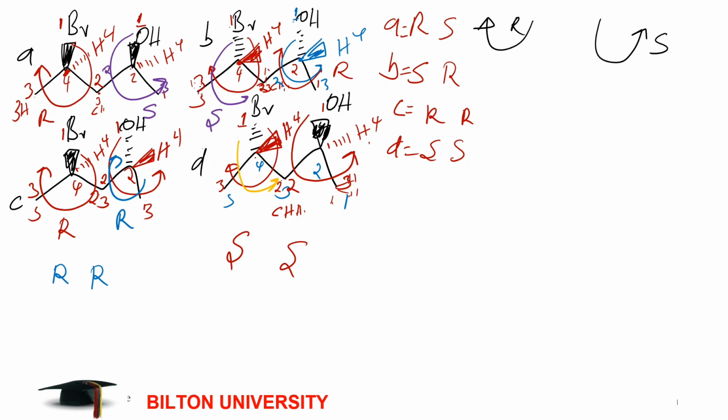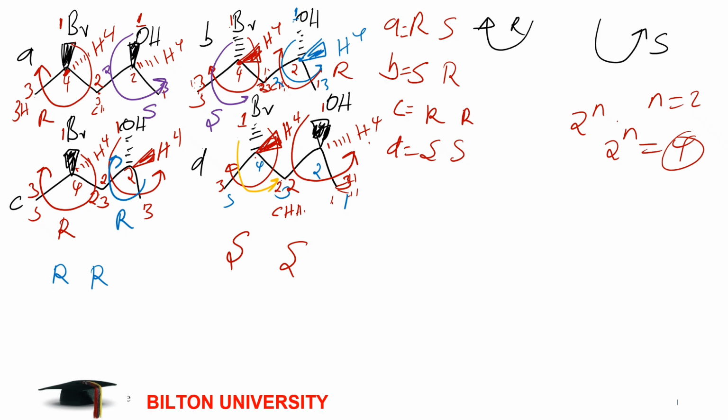In each molecule, either A, B, C, or D, there are 2 chiral centers, right? Remember we said 2 to the power n gives us the maximum number of stereoisomers, and n represents the number of chiral carbons. In each molecule, any molecule we take, n is equal to 2. So 2 to the power n is equal to 4, and therefore the maximum number of stereoisomers that you can get is 4.